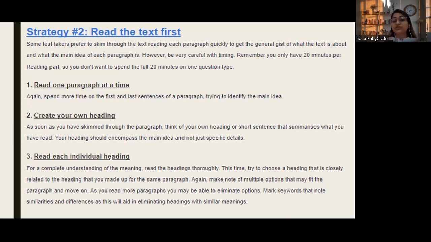Read each individual heading. Now, for a complete understanding of the meaning, read the headings thoroughly. This time, try to choose the one that is closely related to the heading that you made up for the same paragraph. Again, make a note of multiple options that may fit the paragraph, and then you can move on. As you read more paragraphs, you may be able to eliminate options. Mark keywords that note the similarities and the differences, as this will help you in eliminating headings with a similar meaning. So read each individual heading.